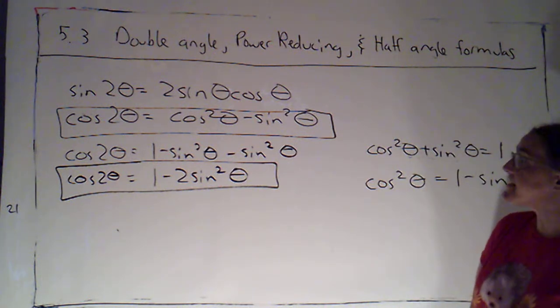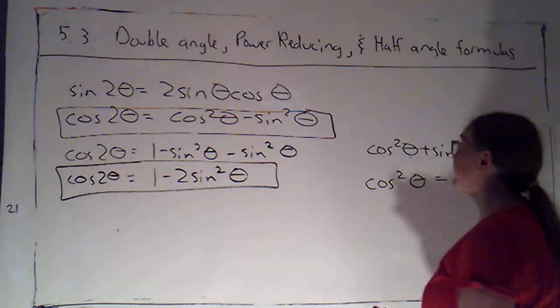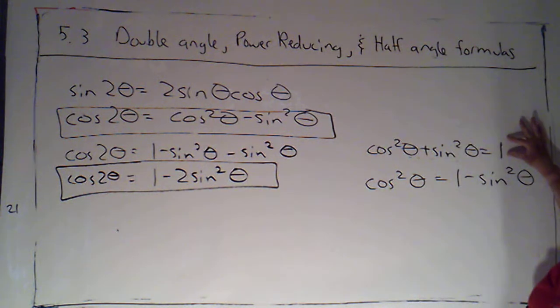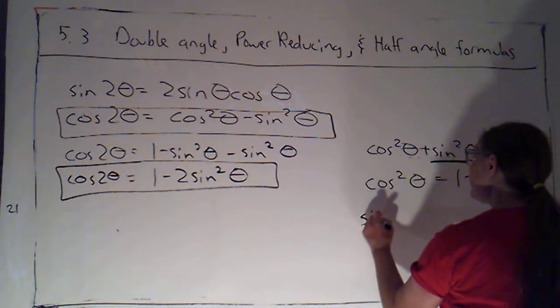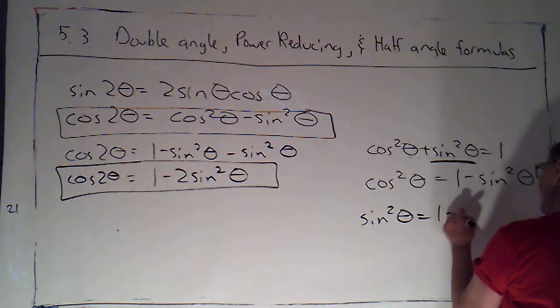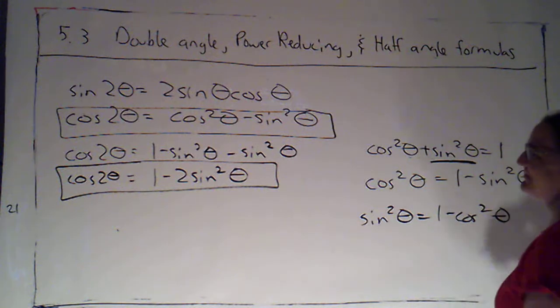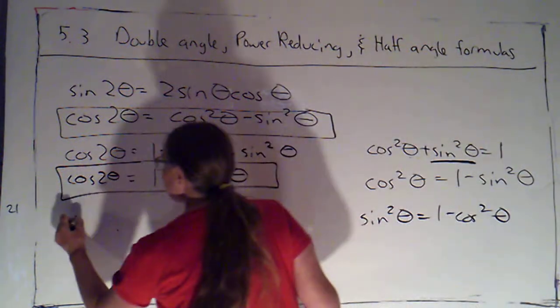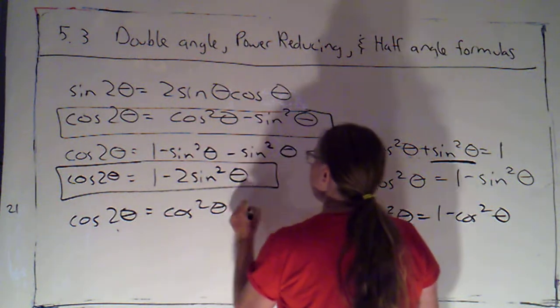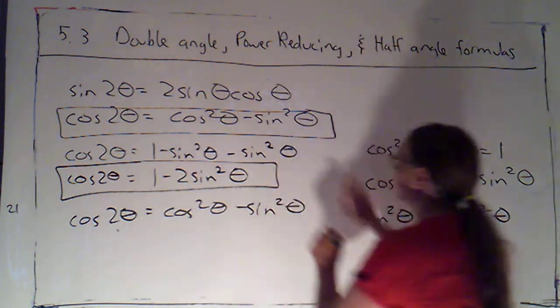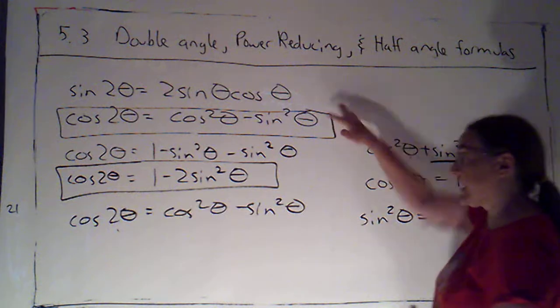Okay. I said there was a third version of the double angle formula for cosine. That's because I could also have taken my Pythagorean identity and solved it for sine squared. Sine squared of theta is 1 minus cosine squared of theta. Okay. So I could also have said, just starting with cosine of 2 theta is cosine squared theta minus sine squared theta, which is the original version that I got.